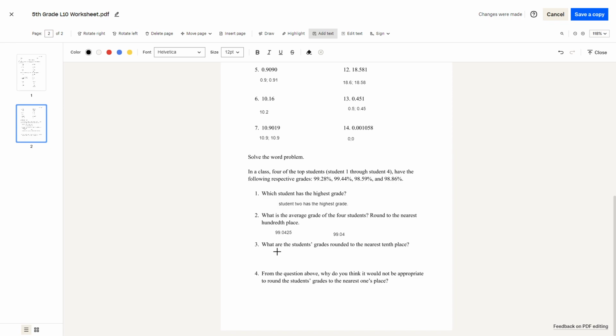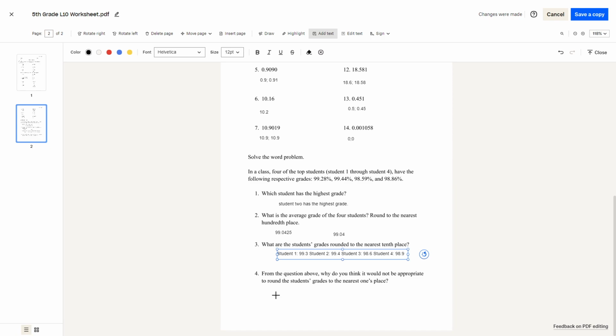What are the students' grades rounded to the nearest tenths place? Student 1, 99.3. Student 2, 99.4. Student 3, 98.6. Student 4, 98.9.